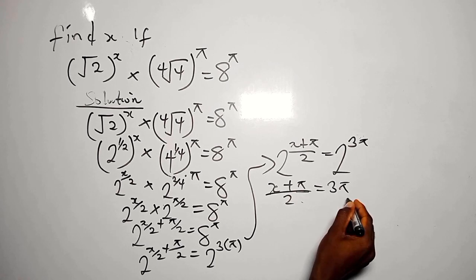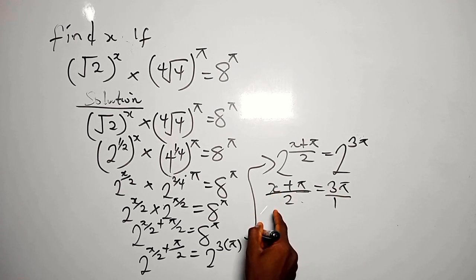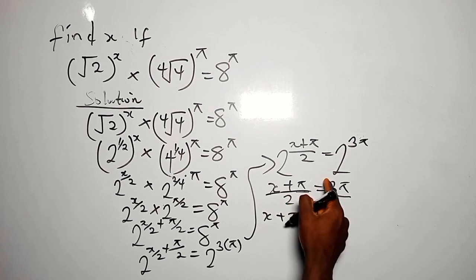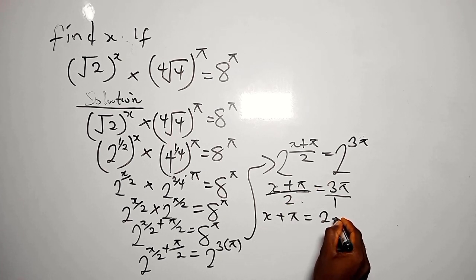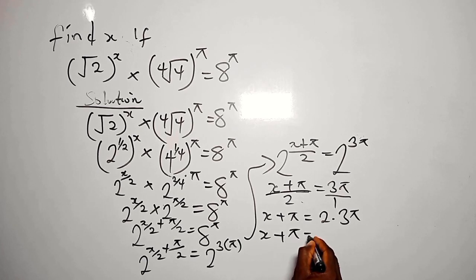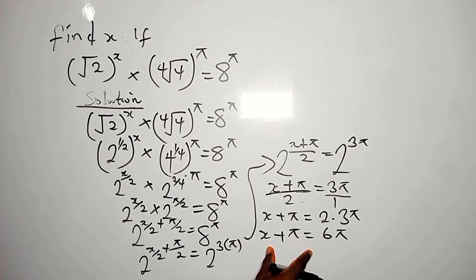So from here we can cross multiply. So here we have x plus pi equals, we multiply 2 times 3 pi, so x plus pi equals 6 pi. Okay, so from here we can collect the like terms. So this pi is coming over here. So here we have x equals 6 pi minus pi. So the value of x equals 5 pi.